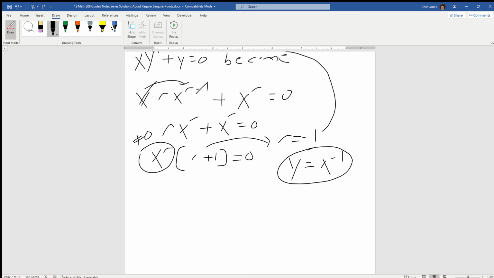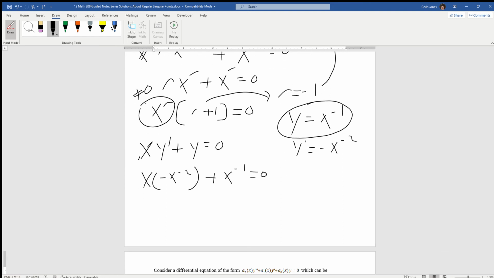Right. Does that work? Well, we know that y prime is negative x to the minus 2. And if we substitute back into xy prime plus y equals 0, that gives us x times negative x to the minus 2 plus x to the minus 1 equals 0. Does that work? Well, that gives us negative x to the minus 1 plus x to the minus 1 equals 0. Clearly that does work, so this is a solution.